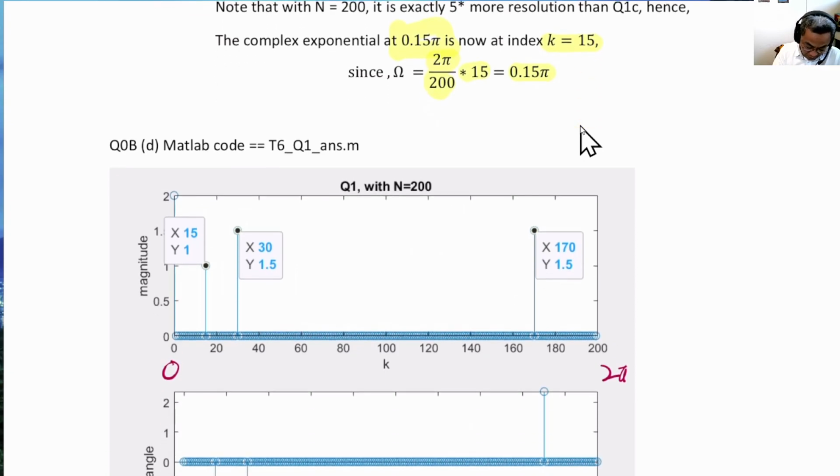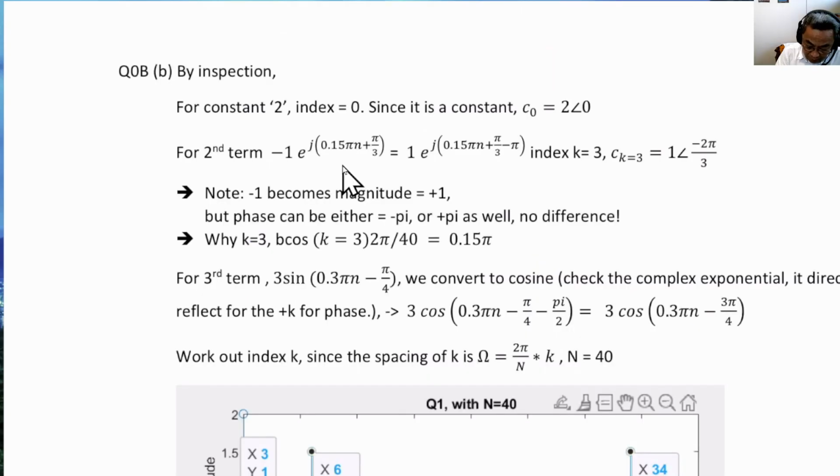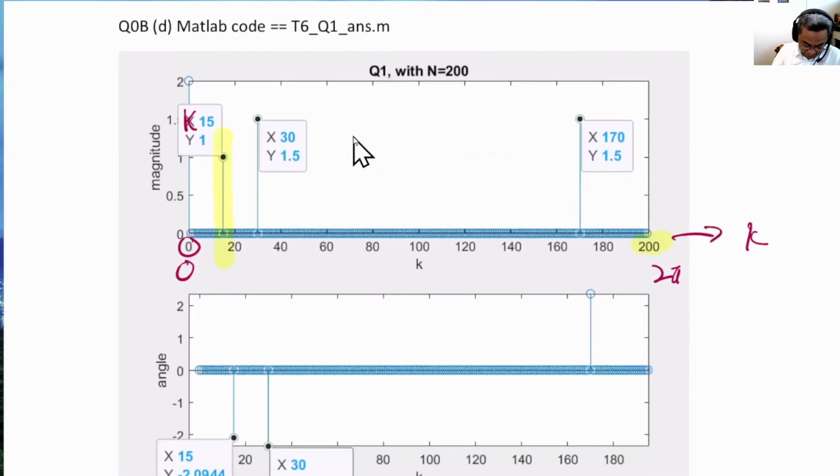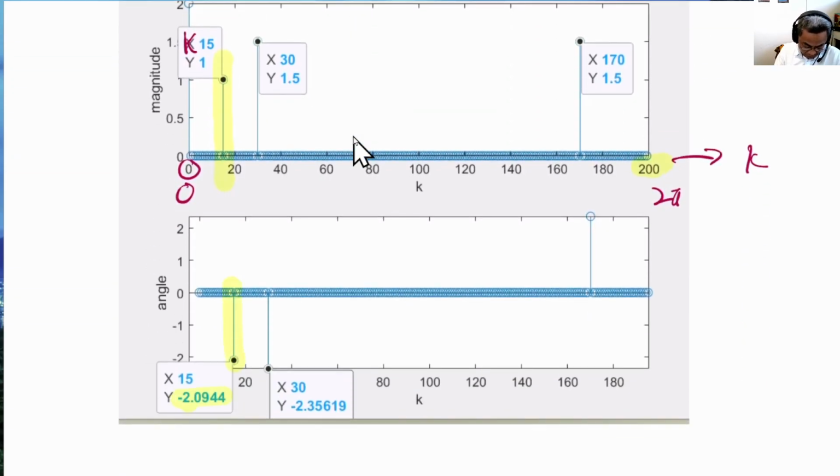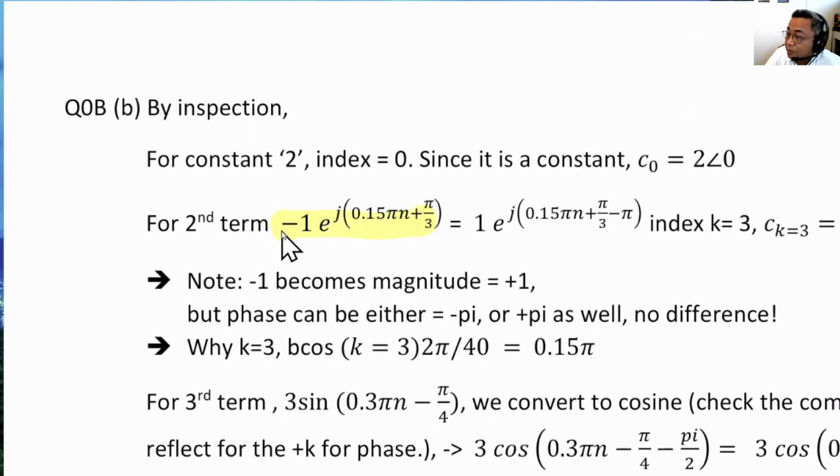Now at index k equals 15, this axis here is k equals 0 to N minus 1, which is 200. At C15, our amplitude is 1. This represents the y2 term, which is minus 1 e^(j(0.15 pi n plus pi over 3)). Hence, the phase shift now is this: the second term is minus 1 e^(j(0.15 pi n plus pi over 3)).